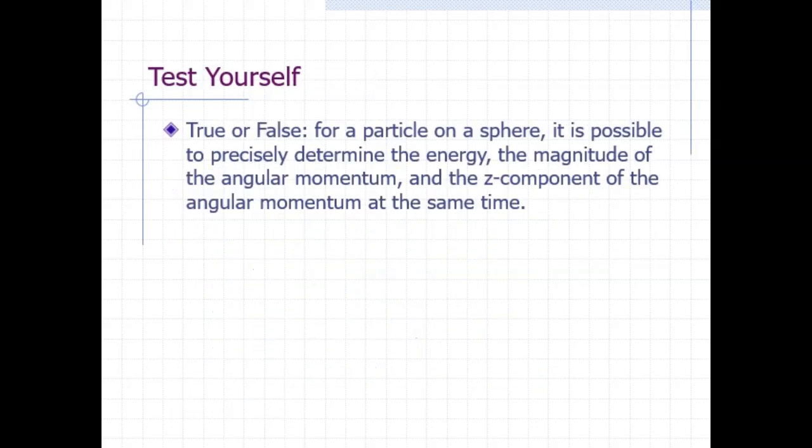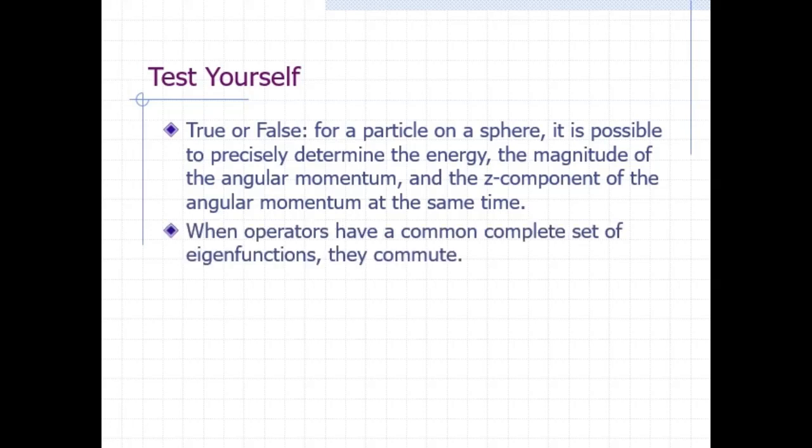Given the preceding information, is this statement true or false? For a particle on a sphere, it is possible to precisely determine the energy, the magnitude of the angular momentum, and the z component of the angular momentum at the same time. The answer is true. When operators have a common complete set of eigenfunctions, then they commute with each other.